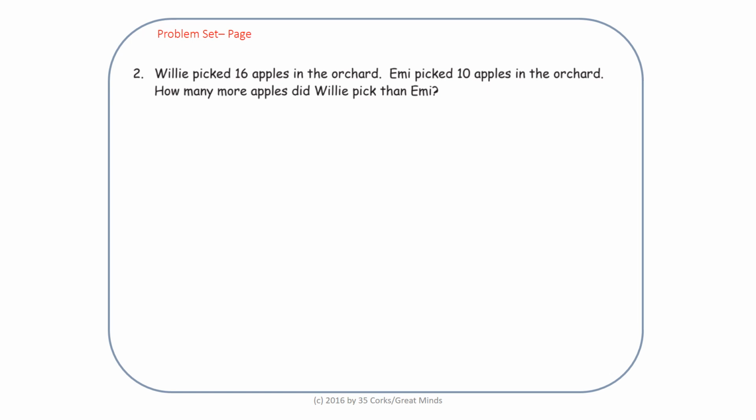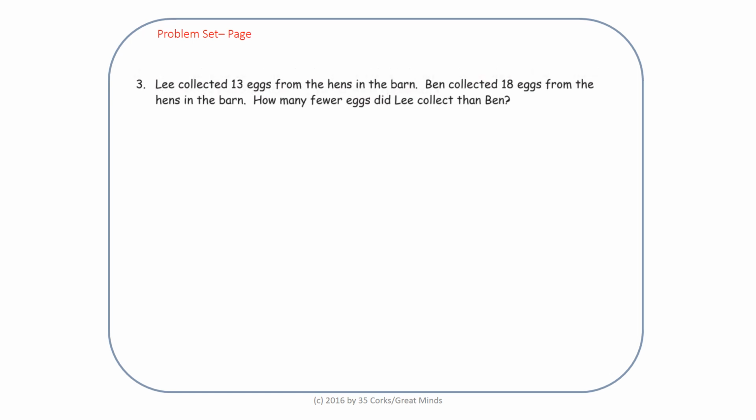That's your timer. We're going on to number 3. Number 3 says Lee collected 13 eggs from the hens in the barn. Ben collected 18 eggs from the hens in the barn. How many fewer eggs did Lee collect than Ben? I'm going to say it again. Lee collected 13 eggs from the hens in the barn. Ben collected 18 eggs from the hens in the barn. How many less eggs did Lee collect than Ben? Your timer is starting.